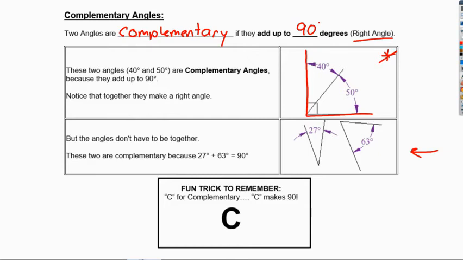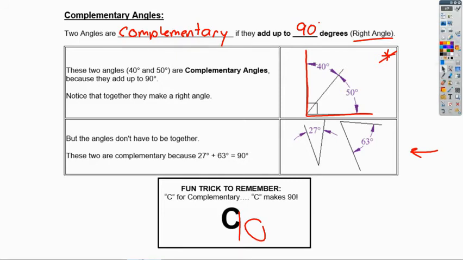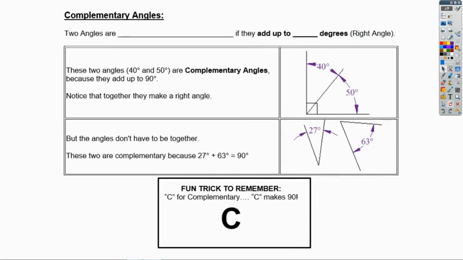One way you could always remember this is the C for complementary, you could kind of turn into a 90. That's a cute little way to remember it if you ever have trouble remembering. I always think that also complementary starts with a C and corner starts with a C, and that's what it kind of makes.